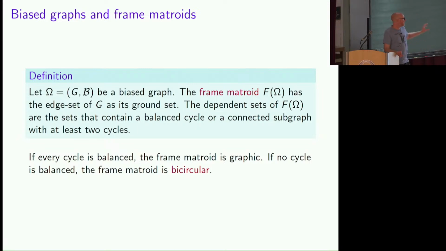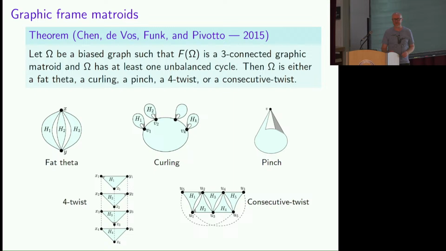Okay, so this conversation shows that every graphic matroid is a frame matroid, right? Because I can simply make every cycle balanced. And now I have a frame matroid that is also a graphic matroid. But there are other ways of getting graphic frame matroids. There are other biased graphs which give me a graphic frame matroid, even though there are unbalanced cycles. So even though there are unbalanced cycles, the frame matroid may be a graphic matroid.